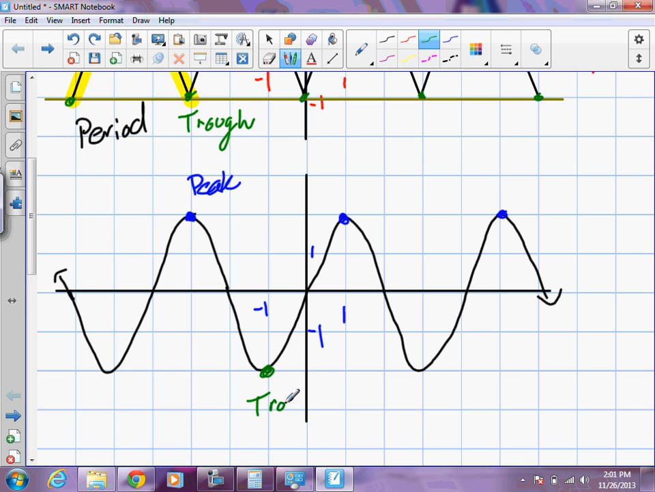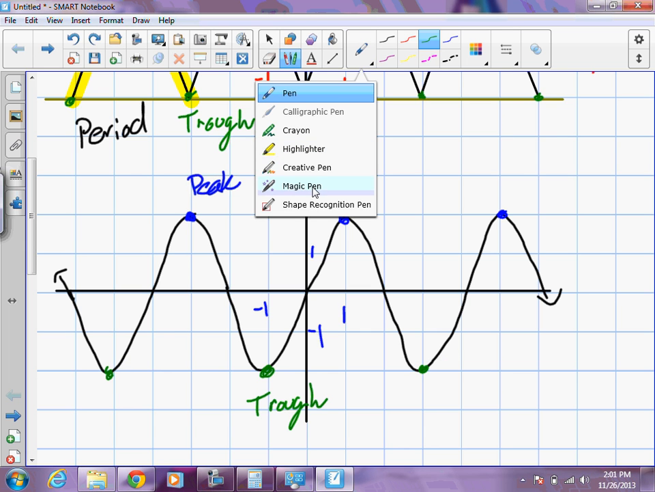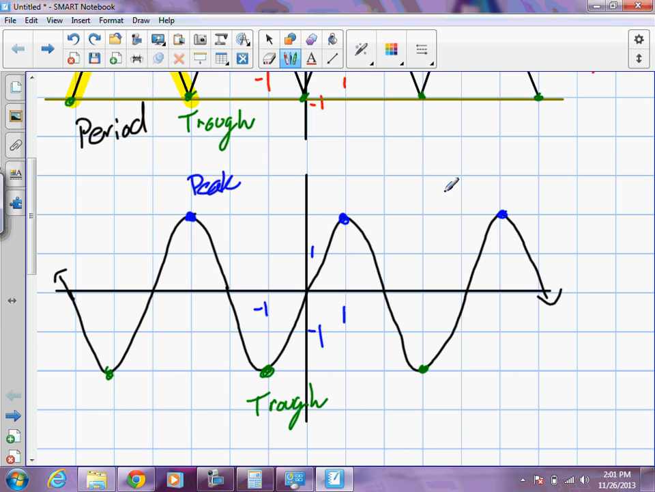Okay, so there's several troughs. In fact, there's the same amount of troughs for each of the peaks. What is the period of this function? How can we tell the period of a function? Is it just from the peak to the trough? What does a period represent?